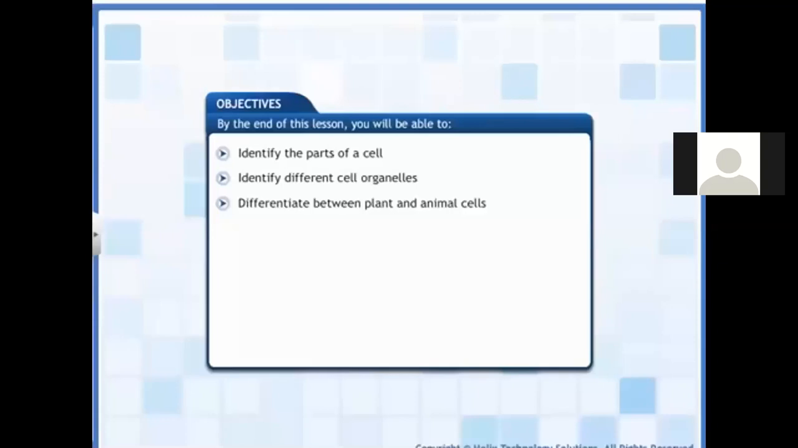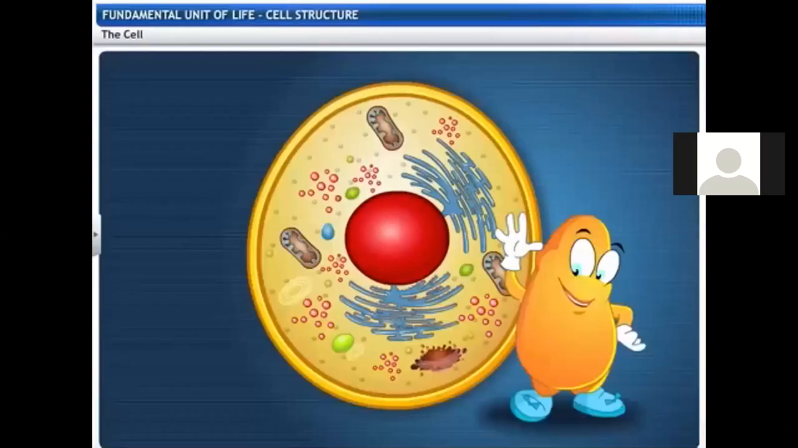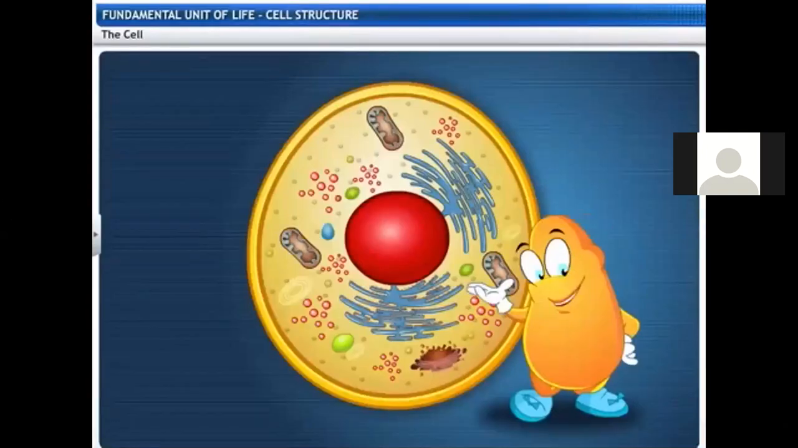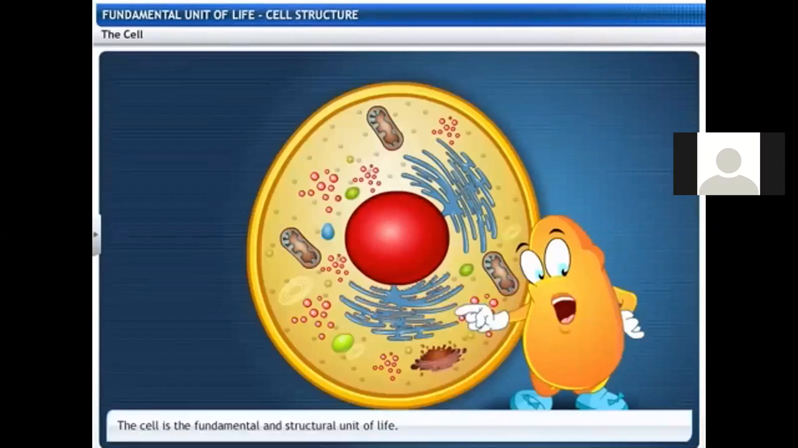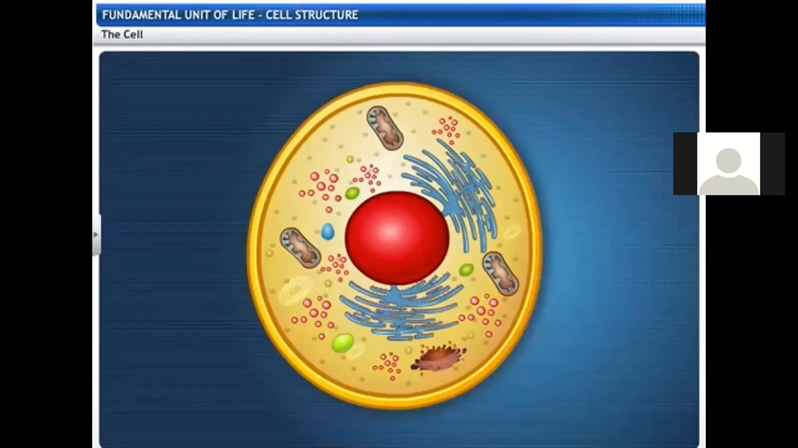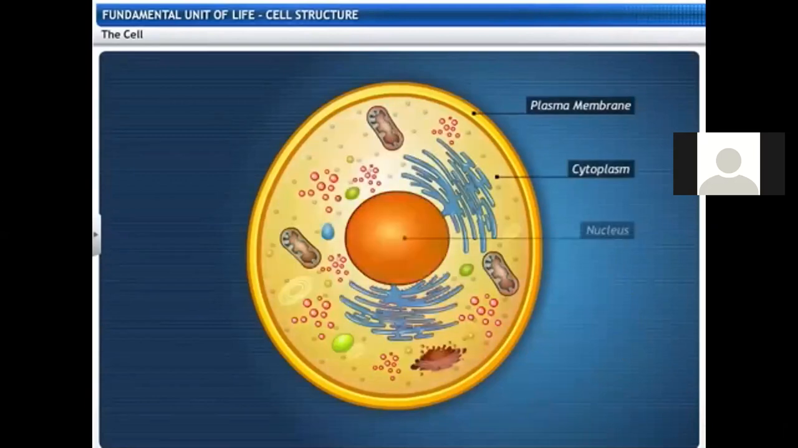By the end of this lesson, you will be able to identify the parts of a cell, identify different cell organelles, and differentiate between plant and animal cells. Hi, I'll be your guide through the rest of the tour. Did you know that the cell is the fundamental and structural unit of life? Take a look at this generalized eukaryotic cell. You will come across the plasma membrane, the cytoplasm, and the nucleus in a eukaryotic cell.